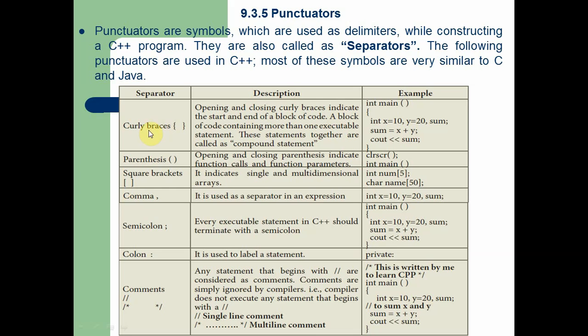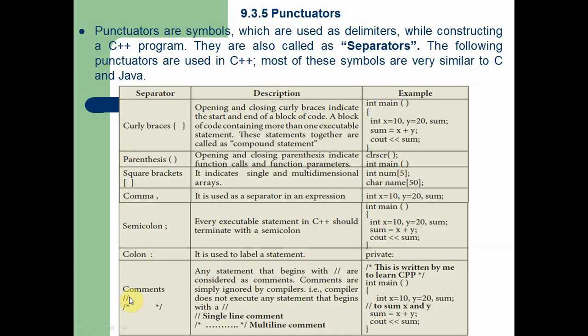See here, curly braces are used to start and end a block of code. If you want to group a collection of statements, we can group them within these open and close curly braces. In the same way, if you want to indicate function calls or function parameters, we can use parentheses. Square brackets indicate single or multi-dimensional arrays. In the concept of arrays, we use square brackets. Commas are used to separate expressions. Semicolons are used to terminate a statement. Colon is used as a label.